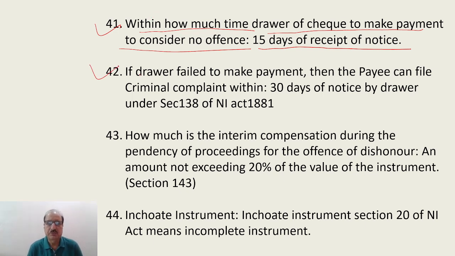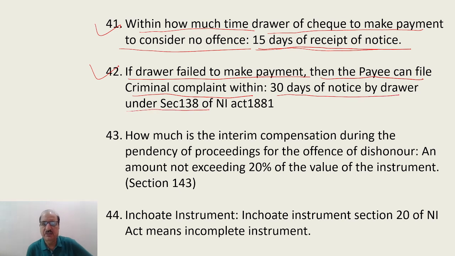Question 42. If the drawer fails to make payment, then the payee can file a criminal complaint. The drawer has not made the payment, then within how many days can the payee file a criminal complaint? That is 30 days after the notice period given to the drawer under section 138 of the Negotiable Instruments Act.